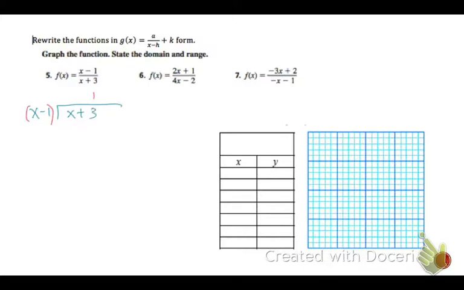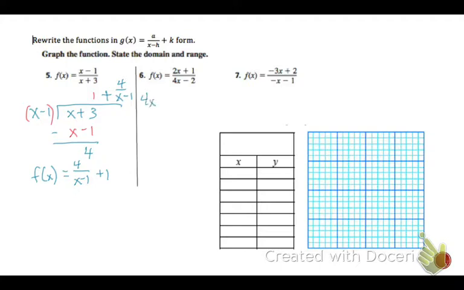So we just multiply x by 1 to get it to be x. And so we distribute that 1 and then subtract. X minus x is 0. 3 minus a negative 1 is 4. So our remainder is 4 over x minus 1. Now to write this in function form, f of x equals 4 over x minus 1 plus 1. All right, let's try another. So 2x plus 1 divided by 4x minus 2. It's a little tricky to think what you can multiply by, but if you take 4 times a half, you will get 2. So that would give you 2x minus 1.